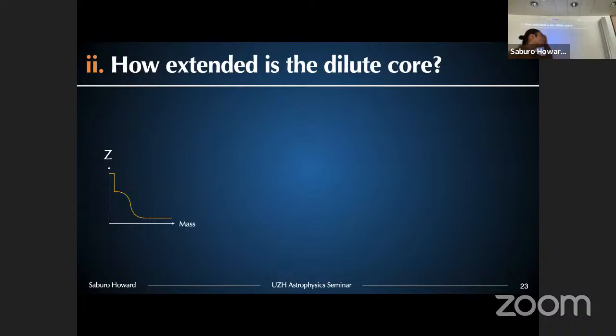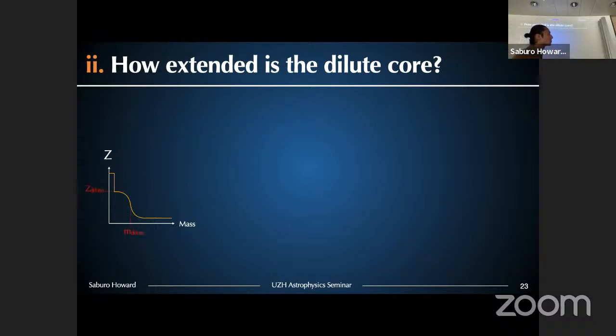And then the second question that we try to answer is, well, if there's a dilute core inside Jupiter, how extended can it be? And so for that, I like to go back to this schematic that illustrates the distribution of heavy elements as a function of mass. And you see here this dilute core region with this gradual distribution of heavy elements.